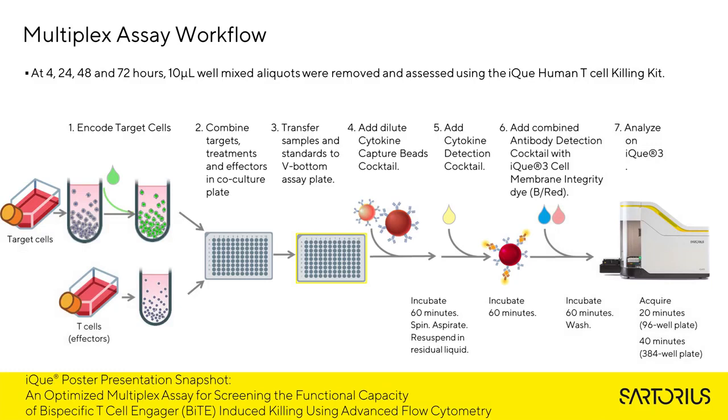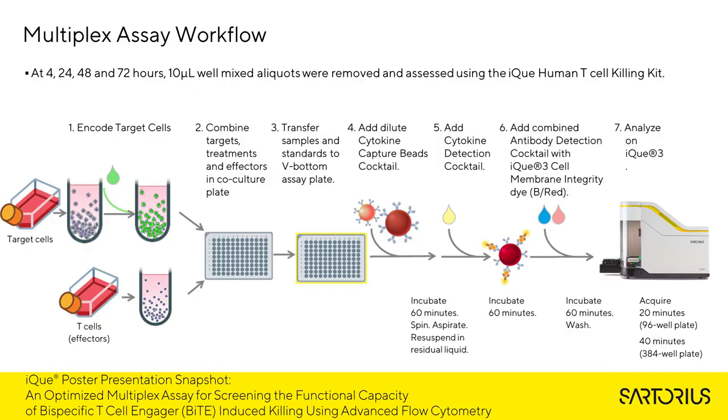At 4, 24, 48, and 72 hours, a well-mixed 10 microliter aliquot from each well was transferred to a V-bottom assay plate and assessed using the IQ Human T-Cell Killing Kit. Here details the multiplex assay workflow, where targets are pre-encoded with an encoding dye and co-cultured with effector cells for a designated amount of time.